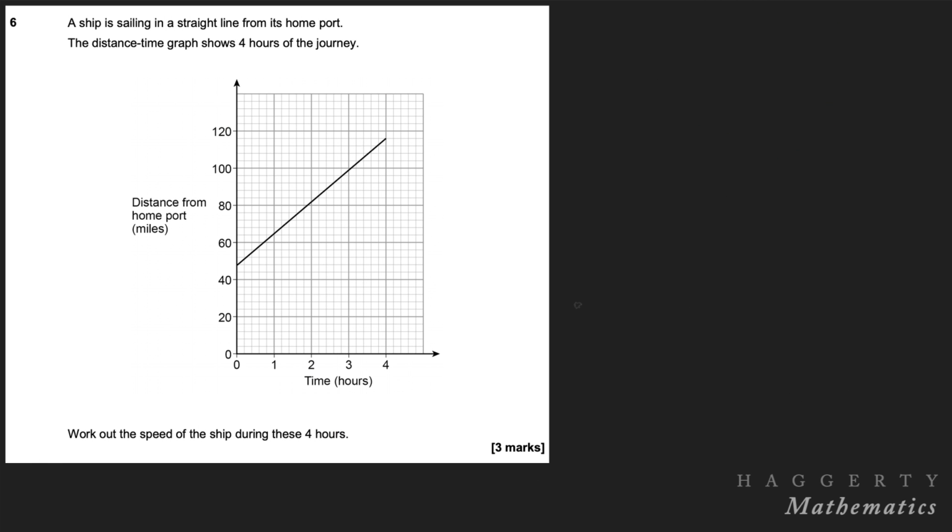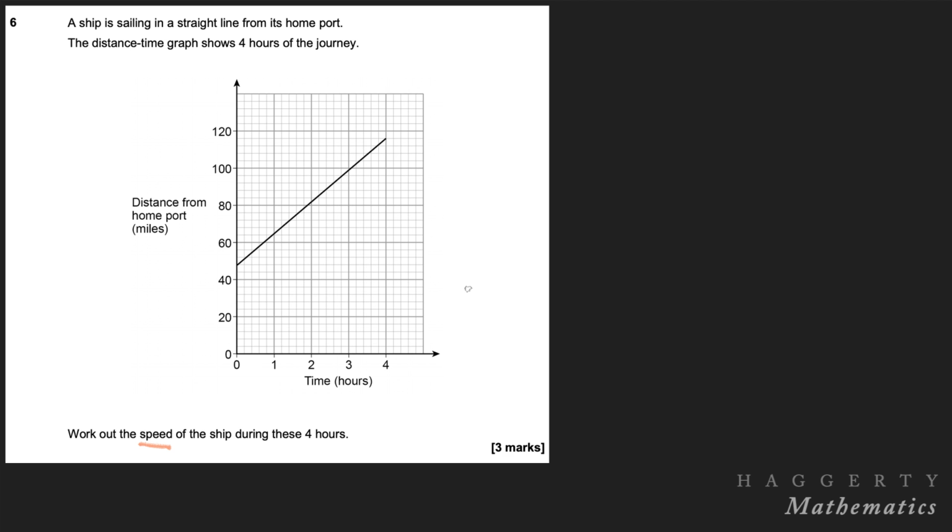Question 6. A ship is sailing in a straight line from its home port. The distance time graph shows 4 hours of the journey. So on the up axis we have distance from the home port in miles, and on the along axis we have the time in hours. And the question is, work out the speed of the ship during these 4 hours.